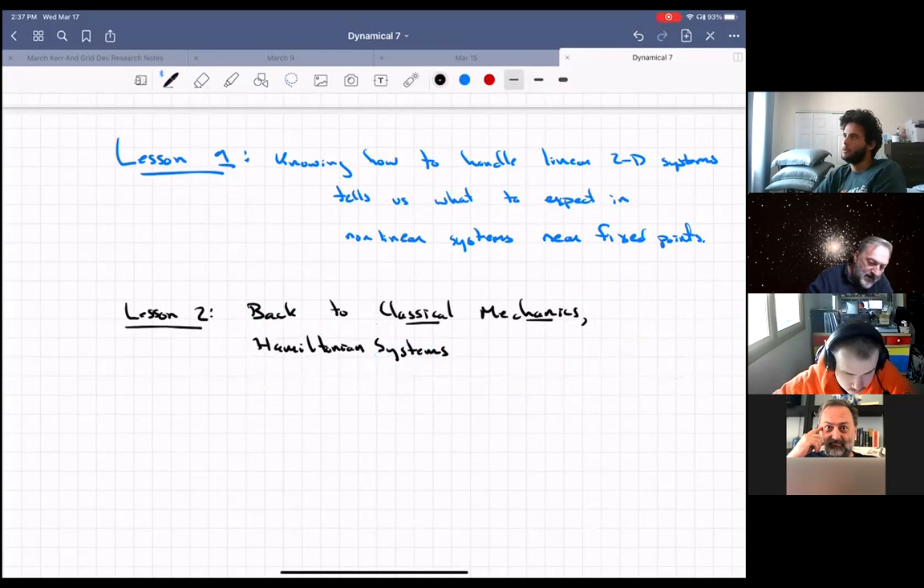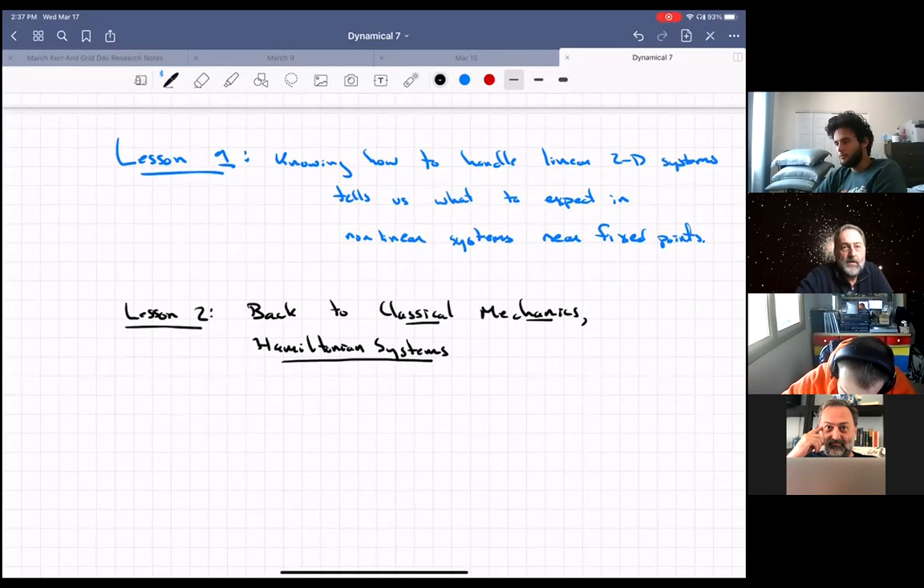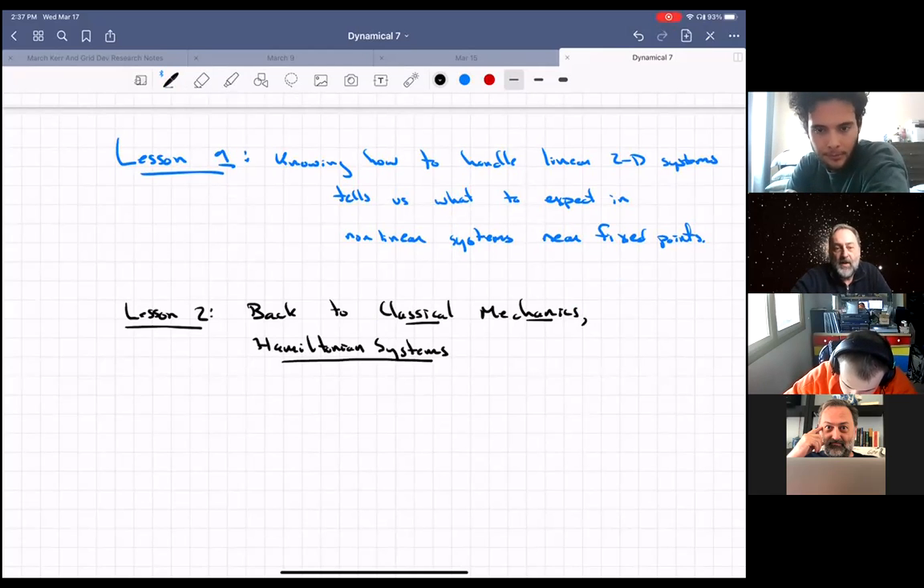All right, so if I come back to classical mechanics and I think about Hamiltonian systems, not all systems that one studies in classical mechanics can have a Hamiltonian written for them. So for instance, the damped oscillator is not a Hamiltonian system. You can't write down a Hamiltonian for a damped oscillator, right? But Hamiltonian systems are a really important category of what we think of as traditional classical mechanics.